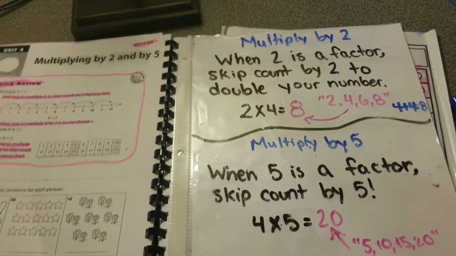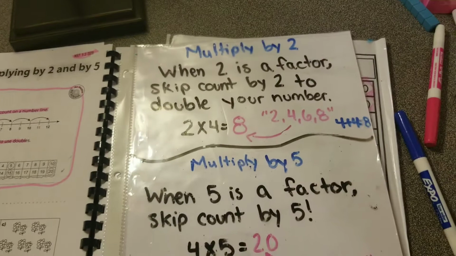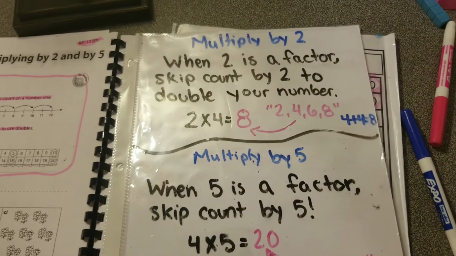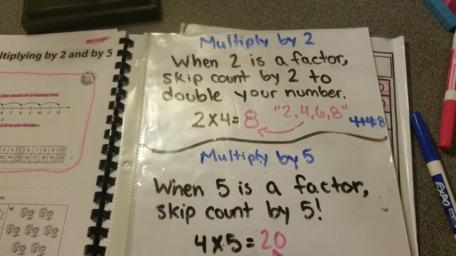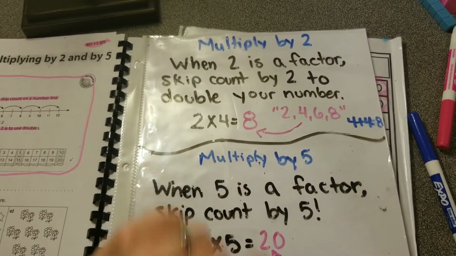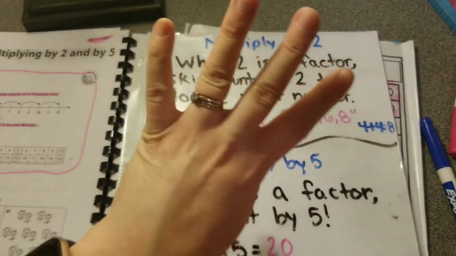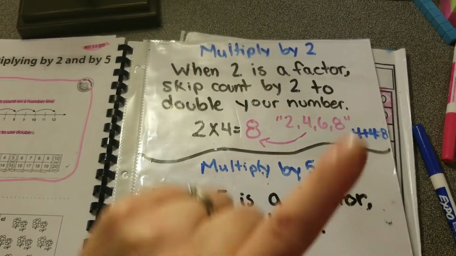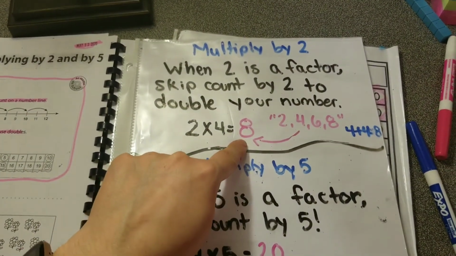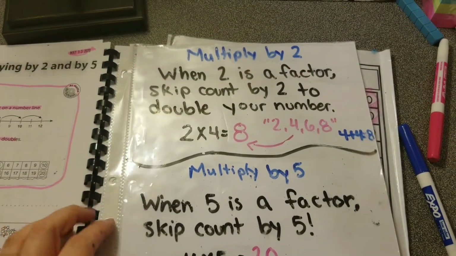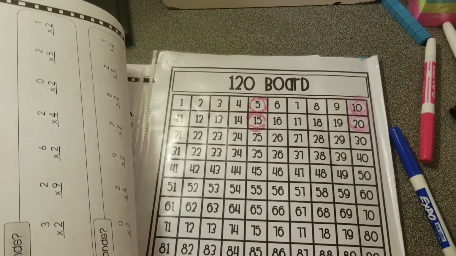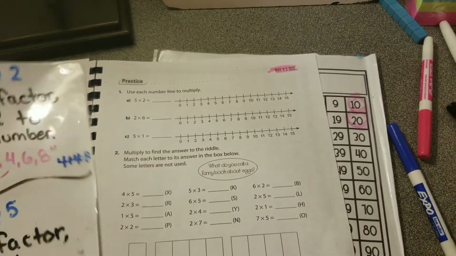When you are multiplying by 2s and 5s, when 2 is a factor, you're basically skip counting by 2s or doubling your numbers. So if you know your skip counts or your doubles, 2s can be pretty easy. Here we have 2, 4, 6, 8. So 2 times 4, we had to skip count by 2 4 times. So let's try skip counting by 2 4 times. 2, 4, 6, 8. And the answer is 8. I can do that with my fingers, but if you want, you could even use a number line or a 120 board, and you could skip count by 2s.